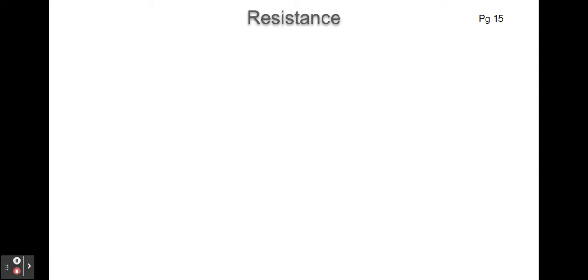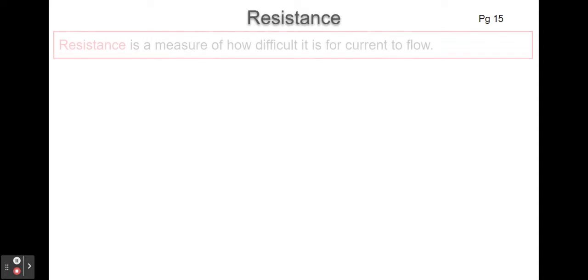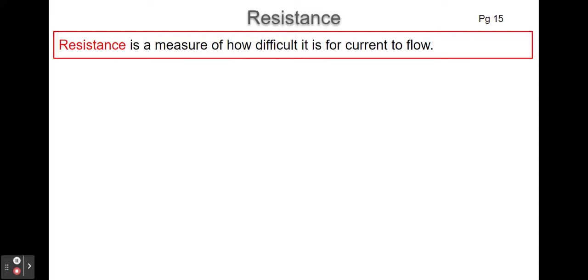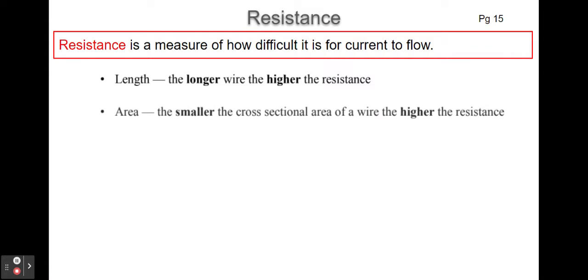So, another quantity within electricity that we need to understand is resistance. Resistance is the measure of how difficult it is for current to flow. And there are a number of things that affect resistance. The longer the wire, the higher the resistance. The further the electricity has to pass through a component, the more difficult it will be. The area of the wire that the electricity is passing through: the smaller the cross-sectional area, the less the current will be because of the higher the resistance.